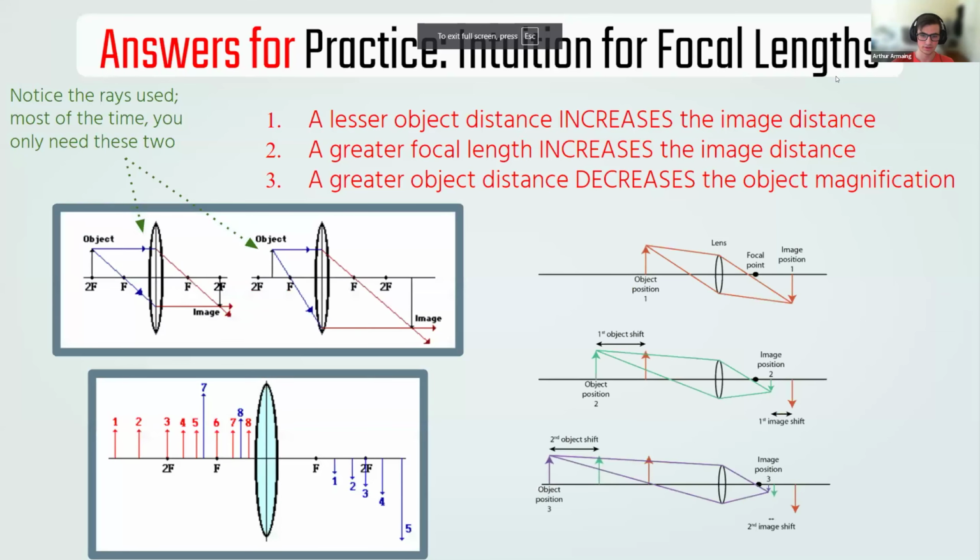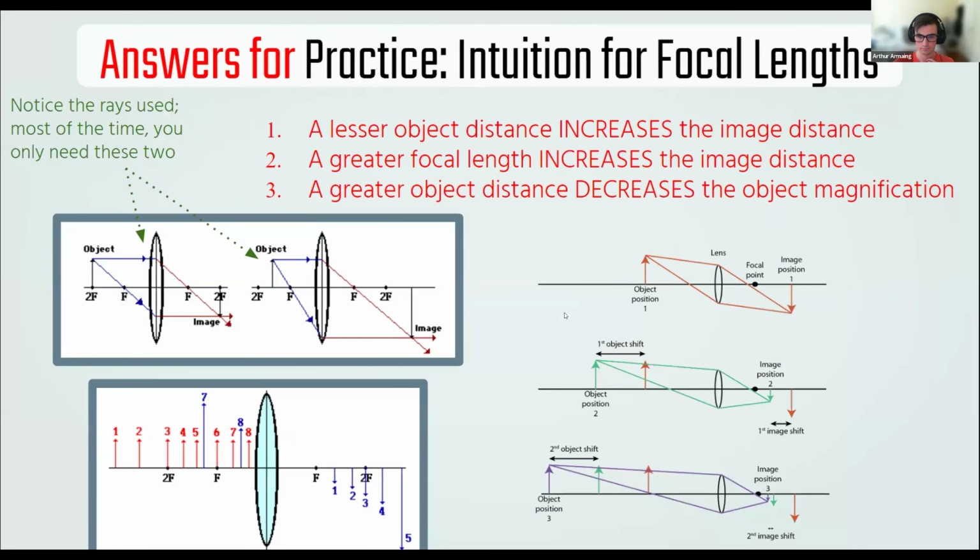So this is just what we were saying, an intuition for all of them. And we got all the answers here. A lesser object distance always increases the image distance. A greater focal length increases the image distance. And a greater object distance decreases the image magnification. Let's send it off. Any questions about what we've talked about so far? Now, are there any questions? All right, let's move on then.